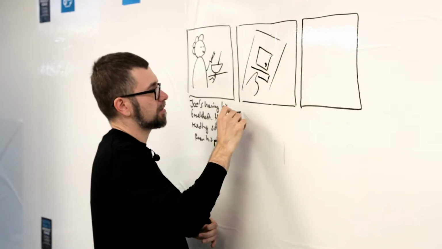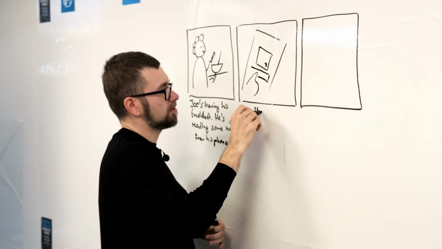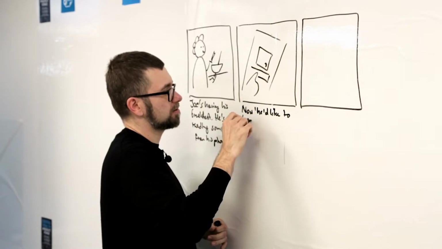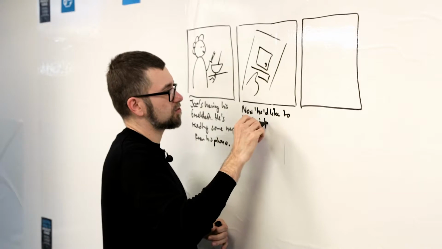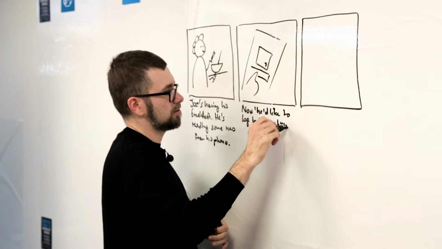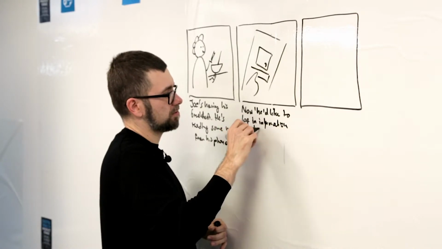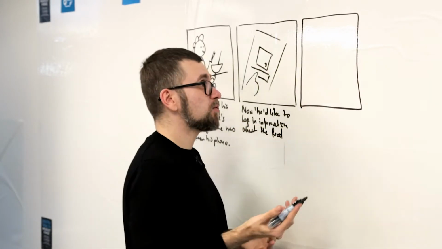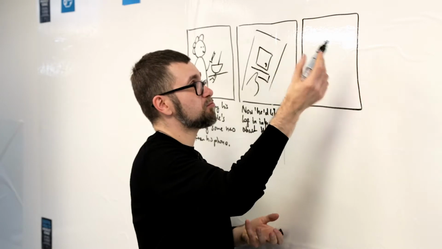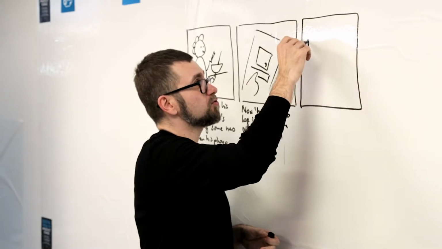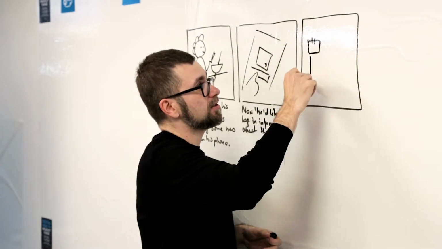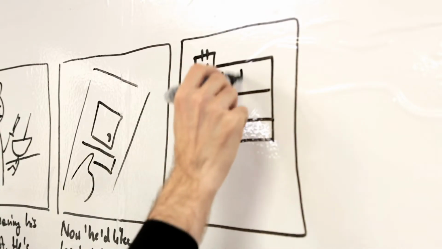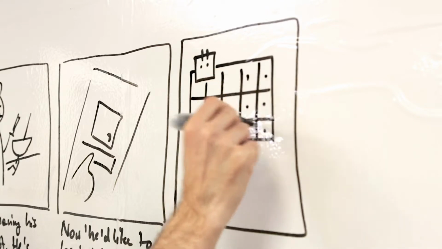And we could say, now he'd like to log information about the food. The next thing he might want to do is to pick a date when he had his breakfast. So in order to do that, you would draw a little calendar that Joe could be picking his information from.